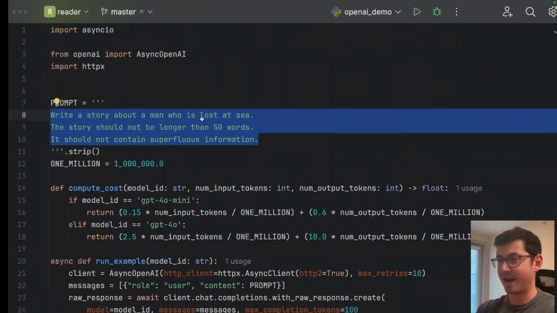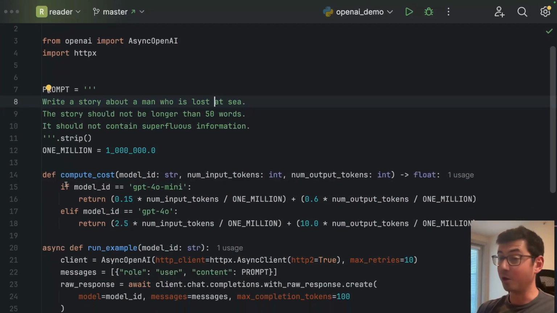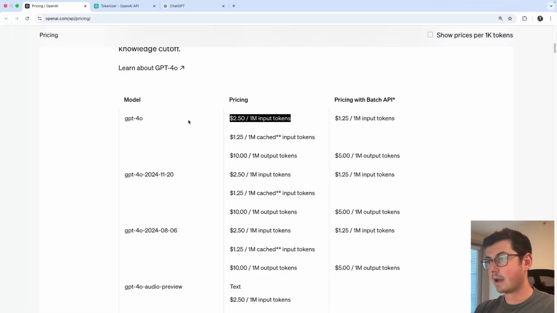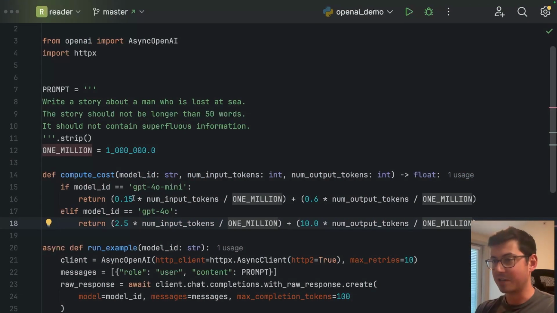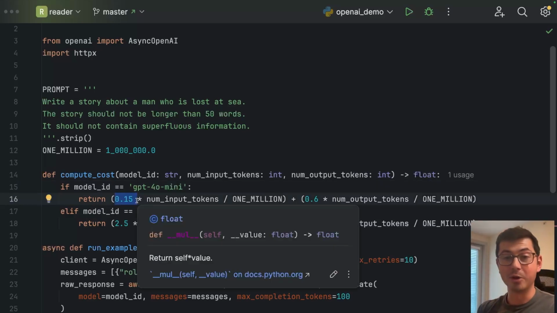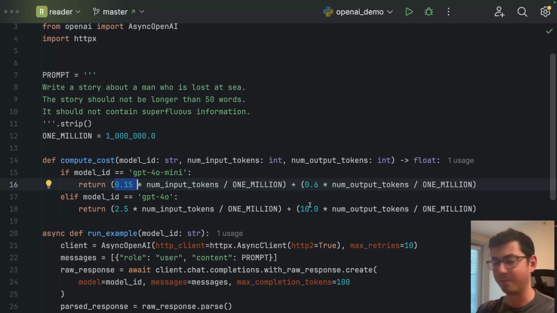Let's actually go into PyCharm now, because I have the exact same thing set up, but we're going to use the API this time. And if you look, I have this function, it's called compute cost. And this little exercise we did here, where we looked at the pricing on the website, this has now been translated into code. And when I said that 4.0 mini is the dumber, faster, cheaper cousin of 4.0, that's reflected very clearly in the pricing. So the input tokens are billed at 15 cents per million for GPT 4.0 mini versus $2.50 for GPT 4.0. So more than 10x more expensive. And we can see that this is the formula that I was just describing here.